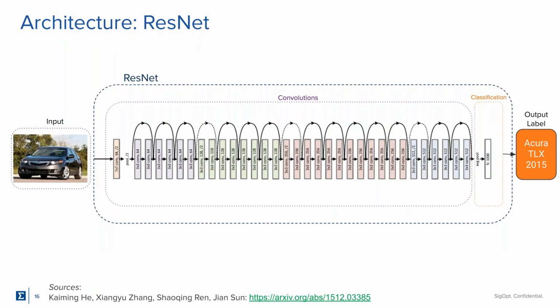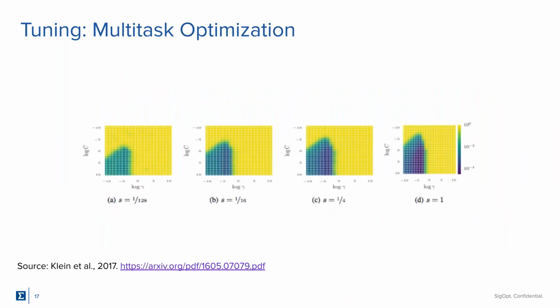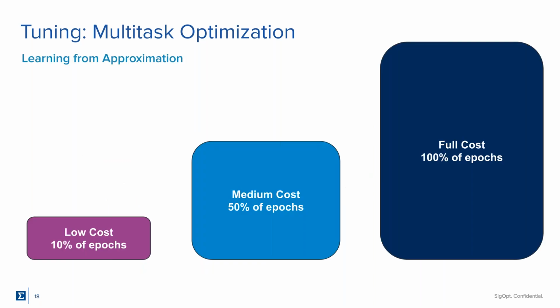We'll be using ResNet as our model architecture. Once again, we'll be using multitask optimization as our hyperparameter tuning strategy. As we saw in Klein 2017 in this image, there's this partiality that is leveraged to train and inform partially trained models to fully trained models, which means that we have to define this partiality. So instead of splitting up our data set, we'll define partiality as the fraction of the total number of training epochs. So low-cost tasks will be 10%, medium is 50%, and full is 100%, with 35 epochs being our full number of training epochs.